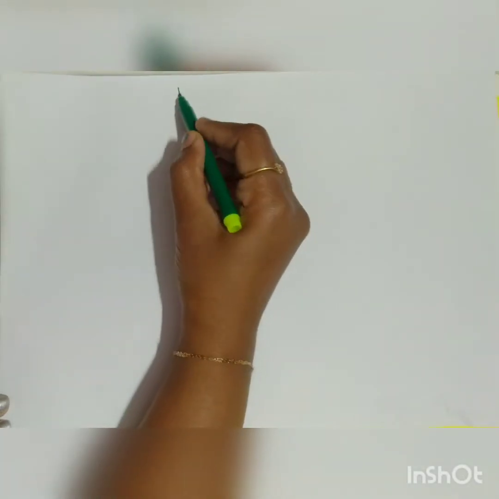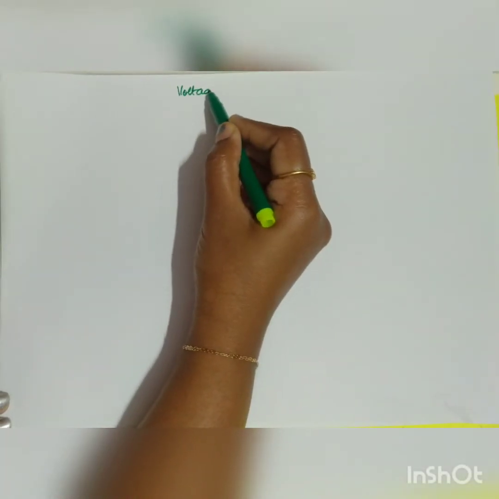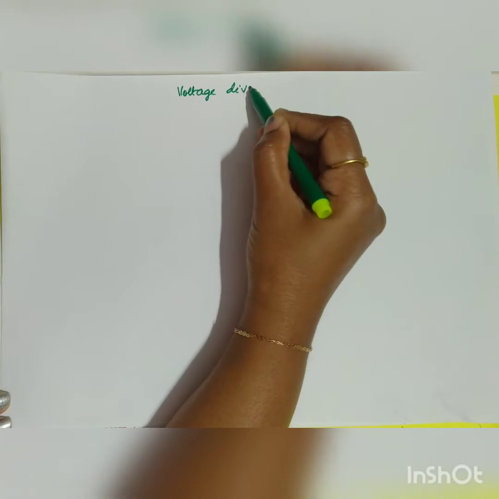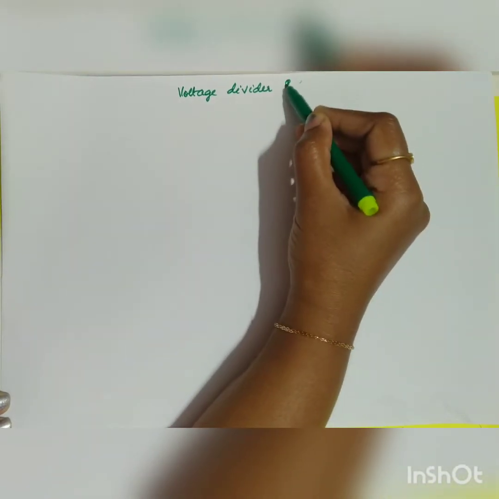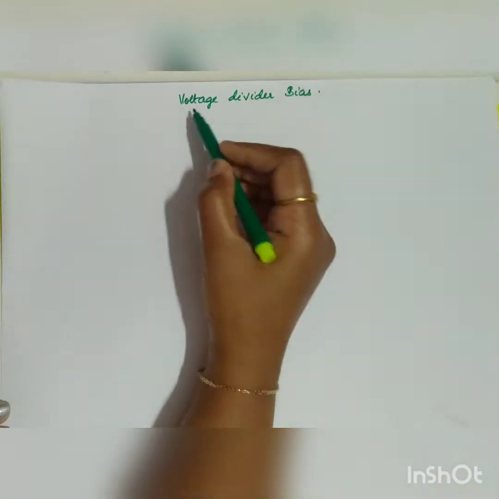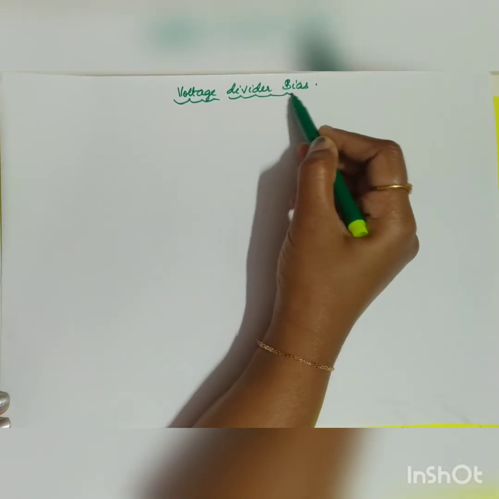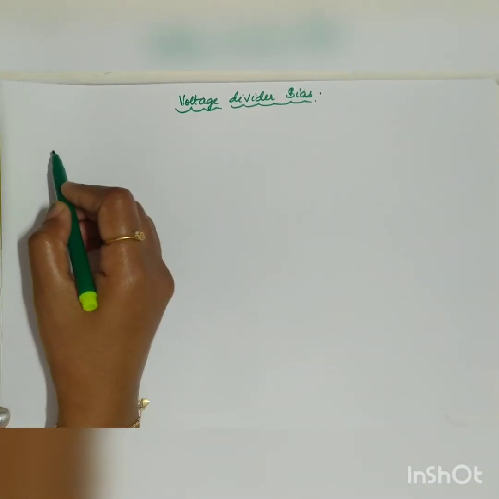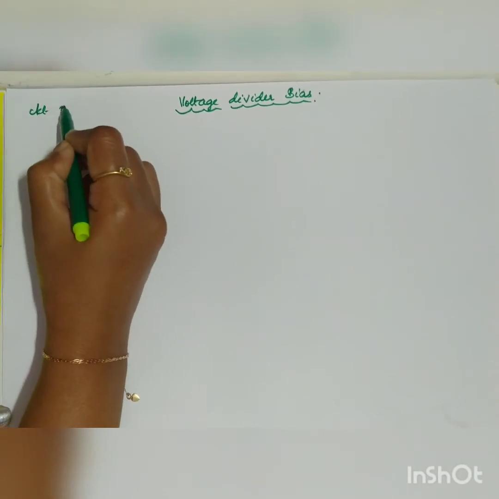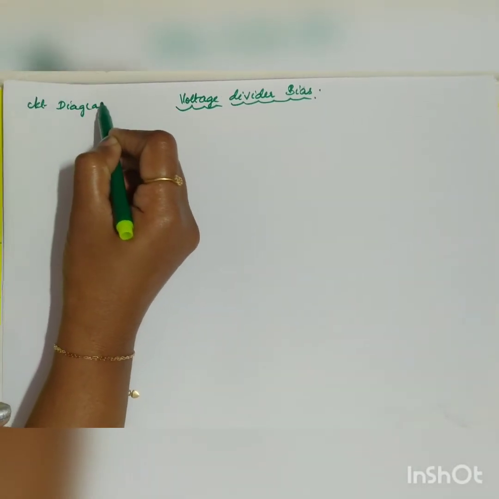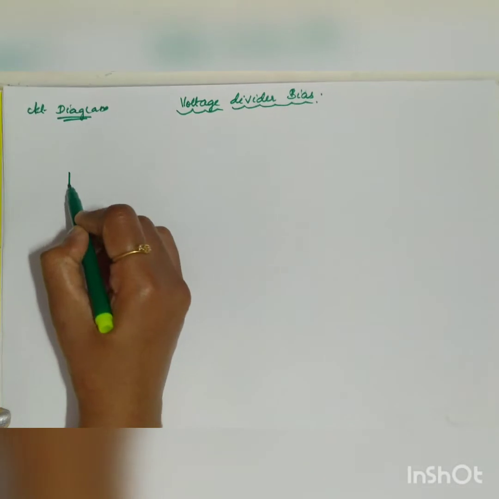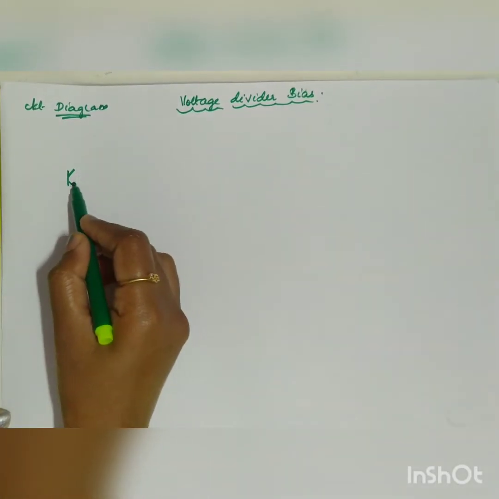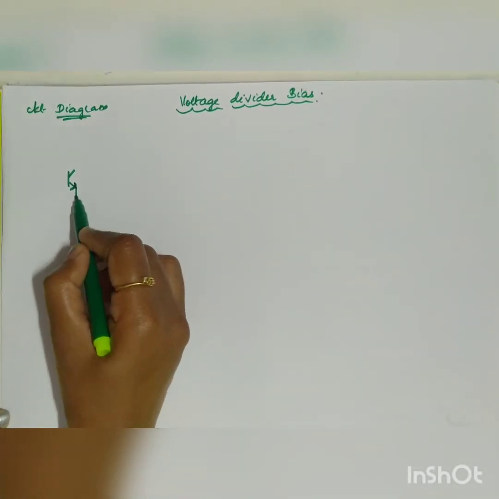So the next topic is called voltage divider biasing. In the case of voltage divider biasing, the voltage will be divided across two resistors R1 and R2. That's why it has the name voltage divider biasing. So your circuit diagram of voltage divider biasing is given by, so you have an NPN transistor.